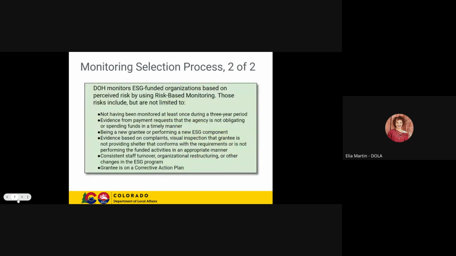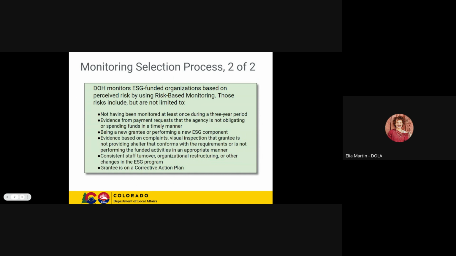The monitoring selection process, part 2. A subrecipient's risk determines how often they will be monitored. Risk can be categorized as high or low. ESG grantees are monitored based on their perceived risk level.